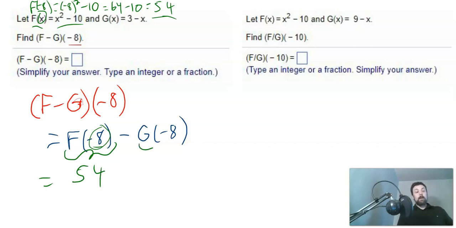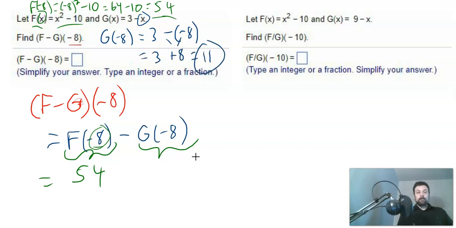And we'll do the same thing with g of negative 8. So we'll do that down here. g of x is equal to 3 minus x. So g of negative 8, we replace the x with negative 8. We get 3 minus negative 8. Negative of a negative is positive, right? So this will be 3 plus 8, which is going to be 11. So now that I know what g of negative 8 is equal to, I take the g of negative 8 out. I replace it with what it's equal to, which is 11. And then I'll copy down the minus sign, and I want to subtract those two results.